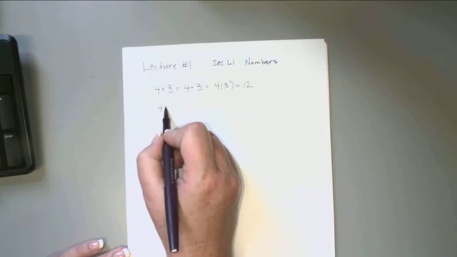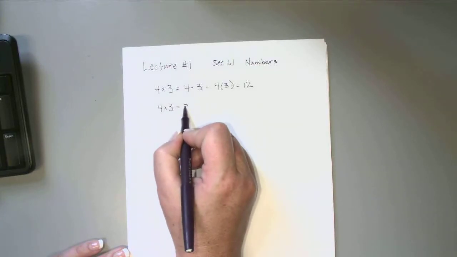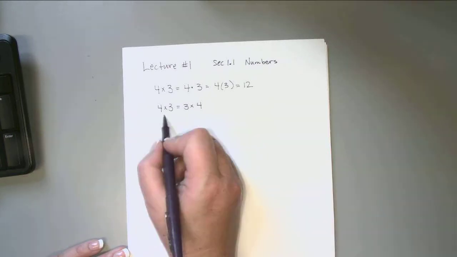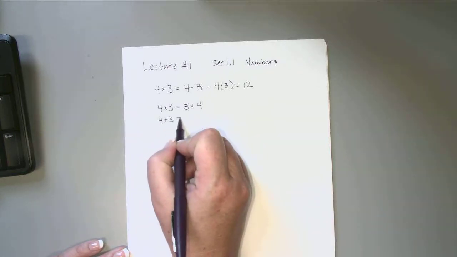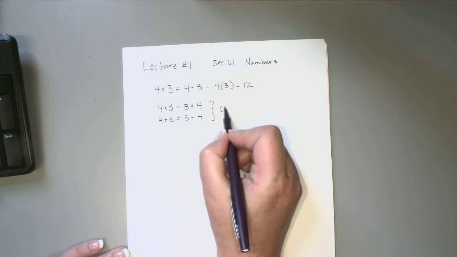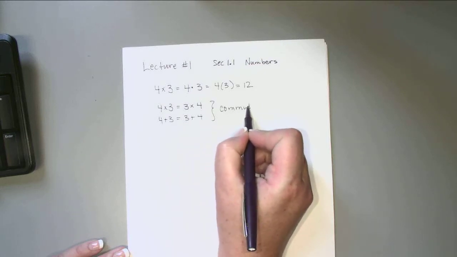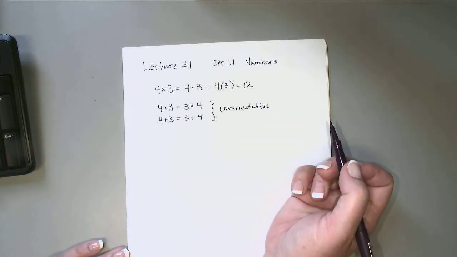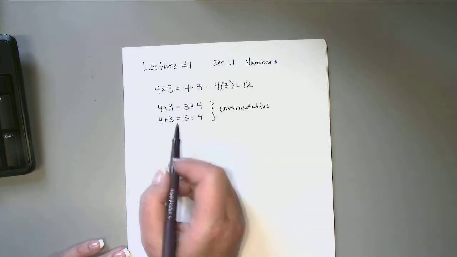The other thing to notice is when you multiply, you can multiply 3 times 4 or 4 times 3 and get the same answer. And that works as well for addition. Okay, this is called the commutative property. So you can work either direction and you get the same answer.